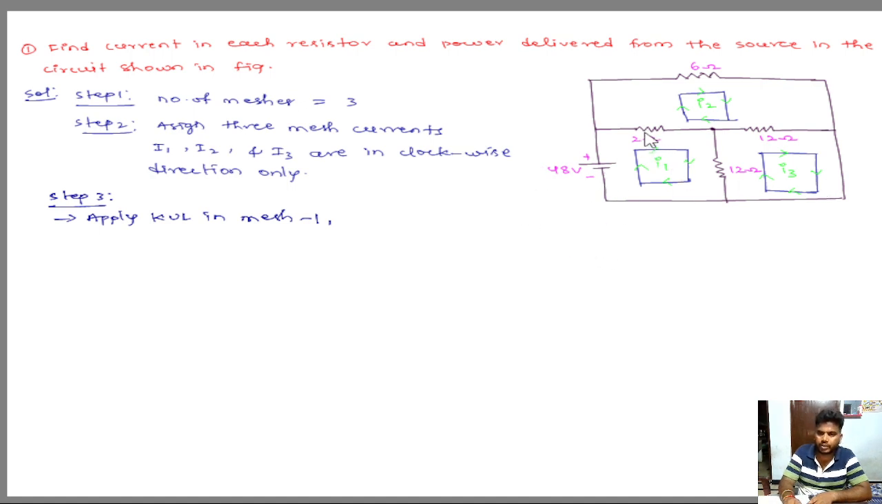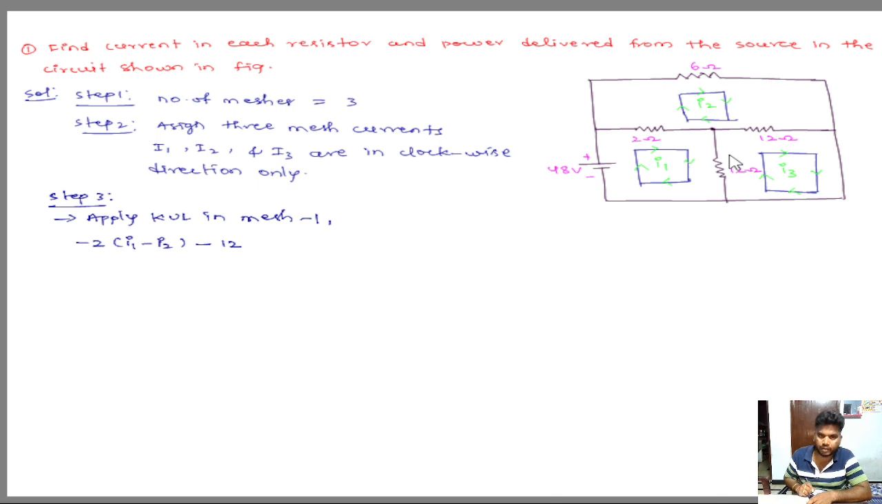We start from this 2 ohm resistor. This 2 ohm is connected between mesh 1 and mesh 2, so two currents are flowing. I1 is flowing like this and I2 is in the opposite direction. Since it is a resistor, first we write a minus sign, that is minus 2, then the difference of the two currents, I1 minus I2.